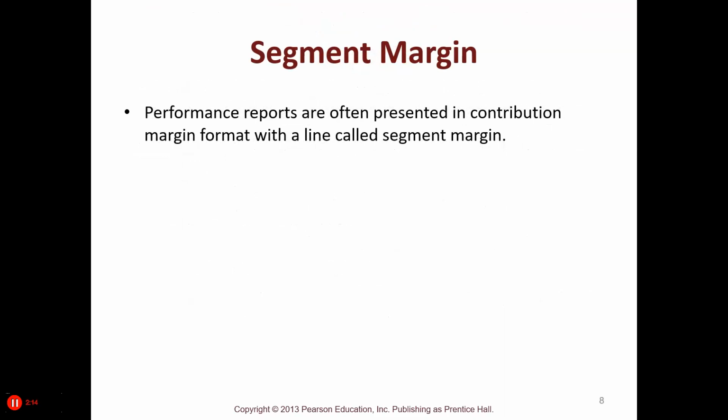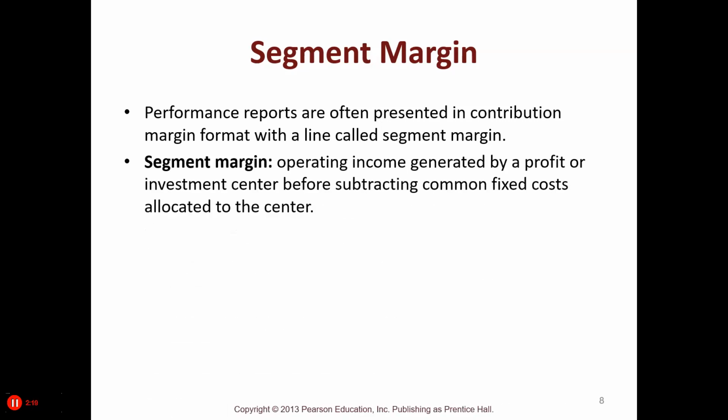Now, segment margin, performance reports are often presented in contribution margin format. It's the operating income generated by a profit or investment center before subtracting common fixed costs allocated to the center. That's always a big deal because we'll have these big costs that segment managers don't have any control over. And the problem they have is when these resources are allocated, if usage goes down, which may have nothing to do with that department, the average cost goes up. So they may be hit with more costs than they expected and they have no control.